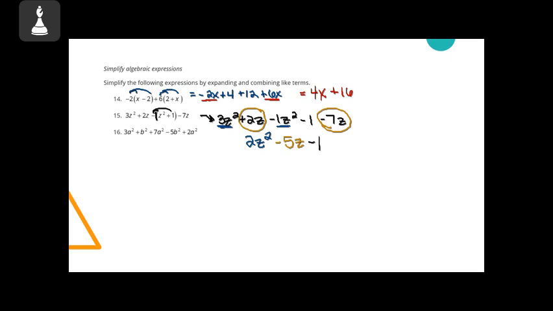And the last one here, 3a squared plus b squared plus 7a squared minus 5b squared plus 2a squared. So let's look at the a squareds. I've got 3a squared plus 7a squared plus 2a squared. Well, 3 plus 7 is 10, plus 2 more is 12a squareds. And then let's look at the b's. I have 1b squared, and I want to subtract 5b squareds. 1 minus 5 is -4b squareds.